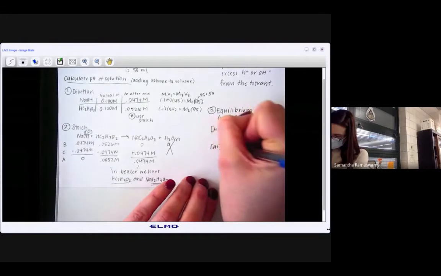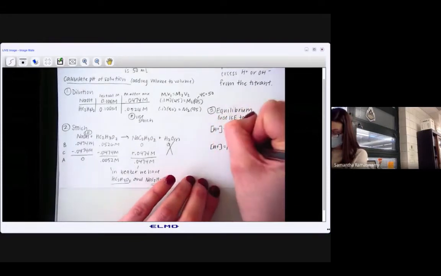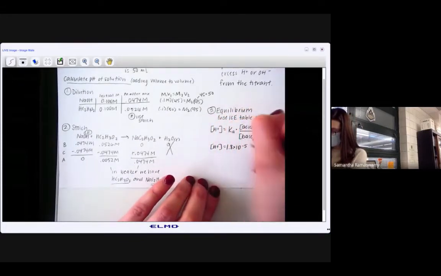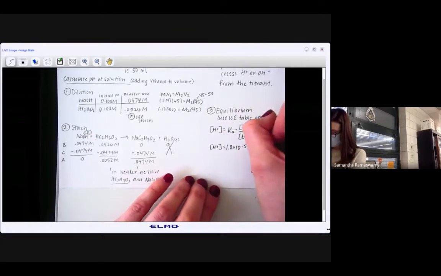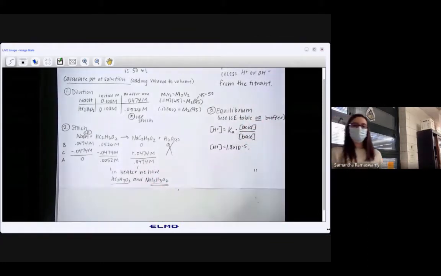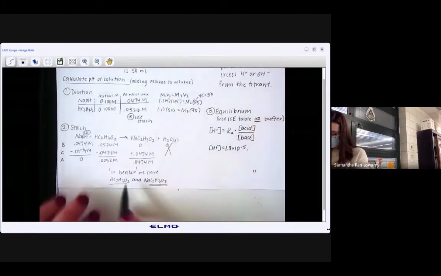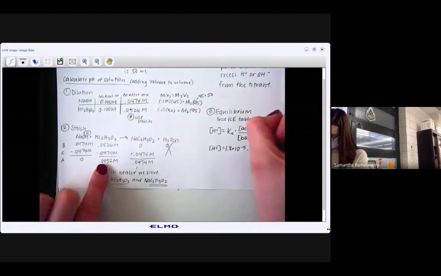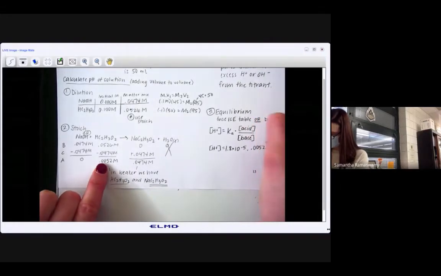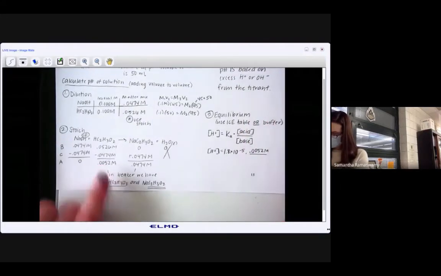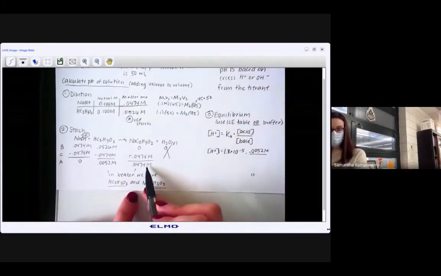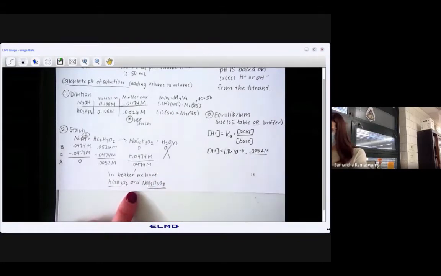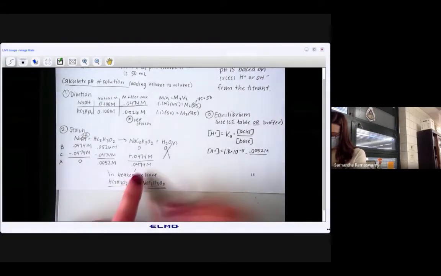So the H plus concentration, Ka is 1.8 times 10 to the negative fifth, because that's the Ka of acetic acid. We've used it twice already. The acidic portion of the buffer is acetic acid. Here's our concentration of acetic acid, 0.0052. The basic part of the buffer is the acetate ion. Remember, sodium is just a spectator.